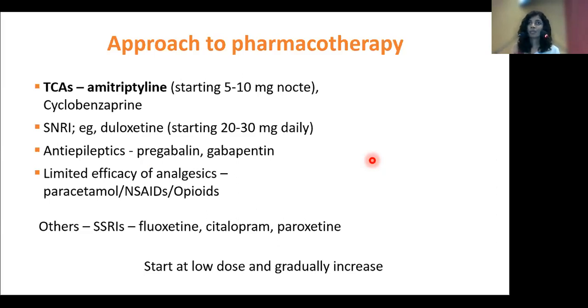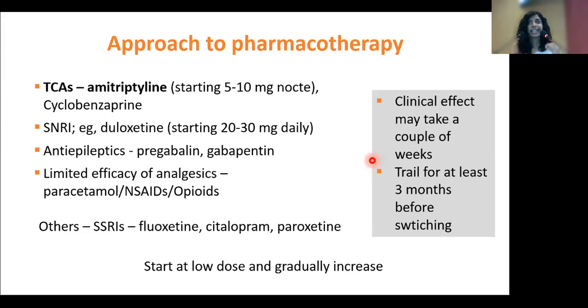And when we're starting treatment, we need to start at a low dose and gradually increase up to a therapeutic dose. And again, we have to remember that these medicines will take some time to act. It will take about 2 to 3 weeks for them to see a clinically effective benefit from it. And we need to give it some time to see whether it's working.